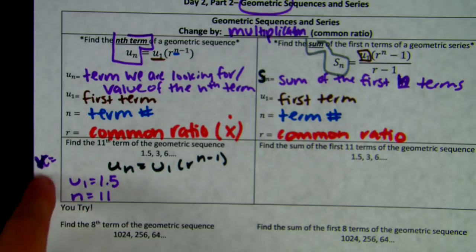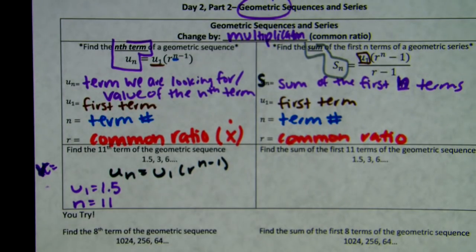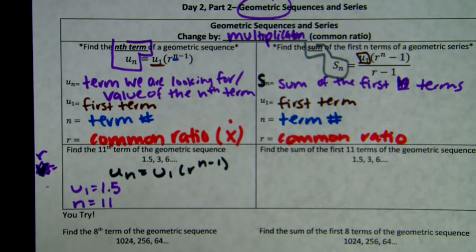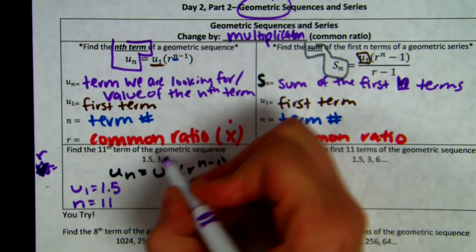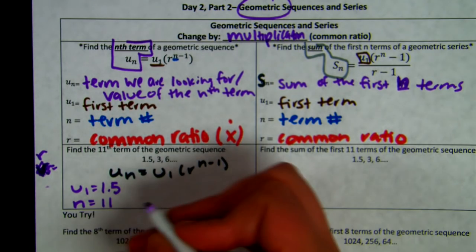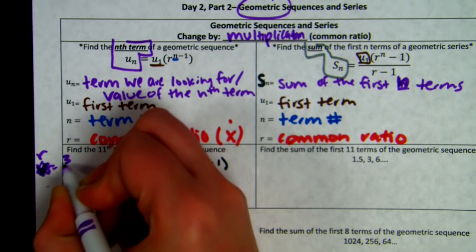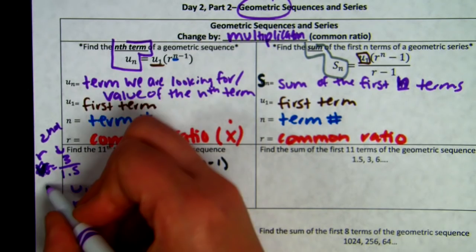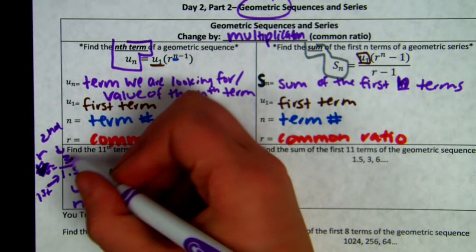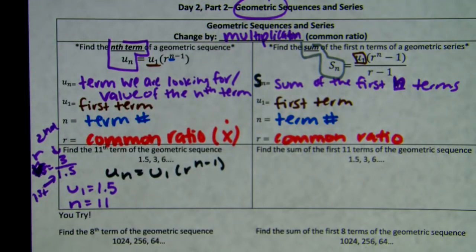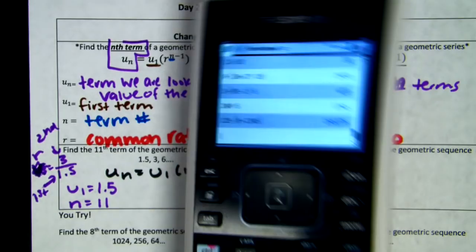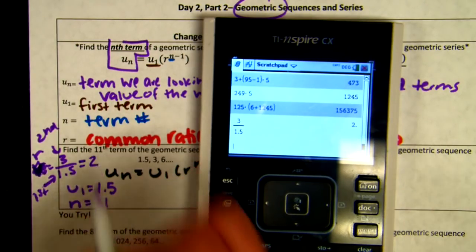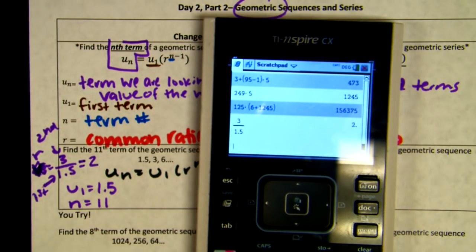Here, I'm working with multiplication, so what's the opposite of multiplication? Division, right? So I can take my second term divided by my first term. That would give me 3 over 1.5. This is my second term. This is my first term. So my second term divided by my first term will give me my common ratio. If I take 3 divided by 1.5, that gives me 2. So I know that my common ratio is going to equal 2.